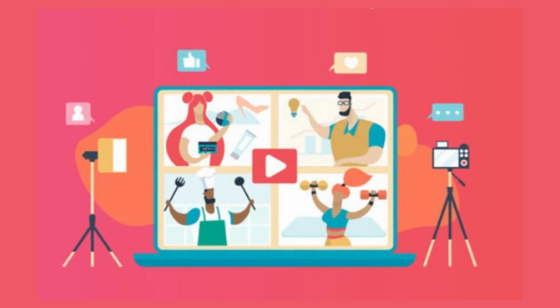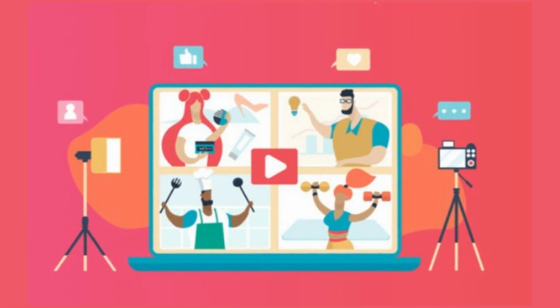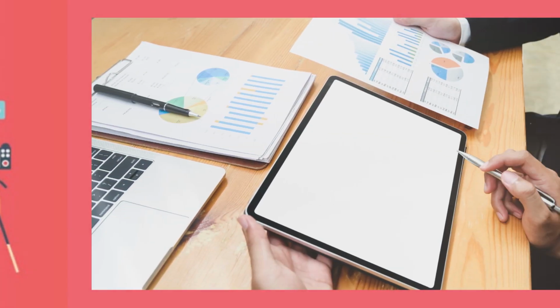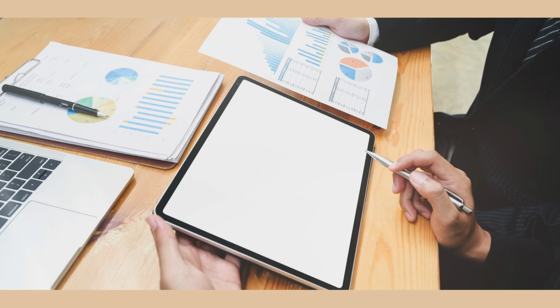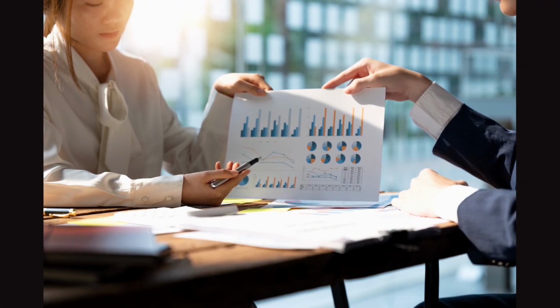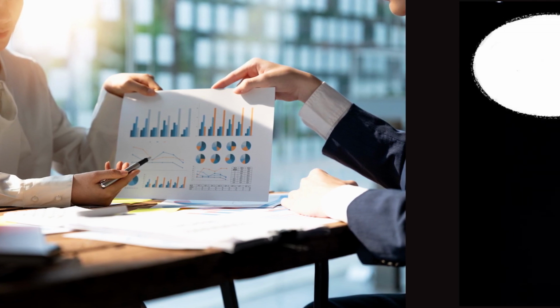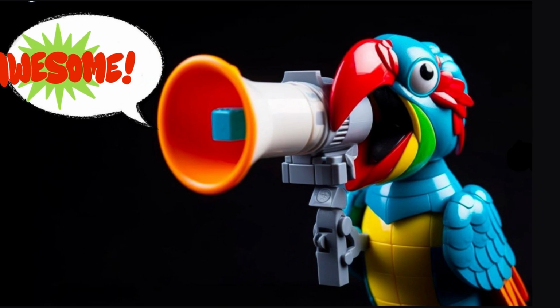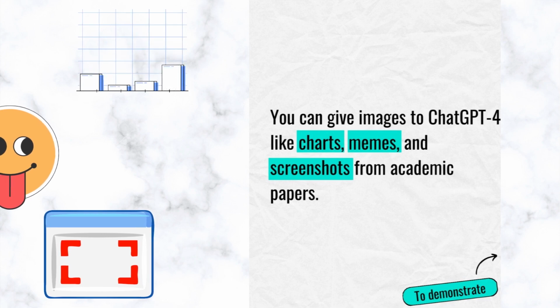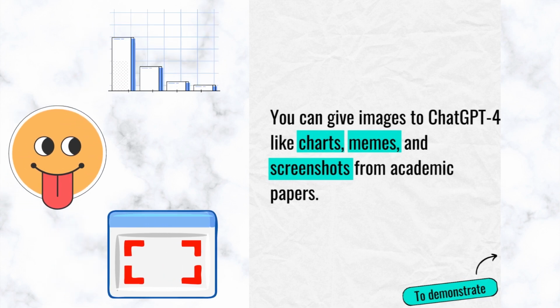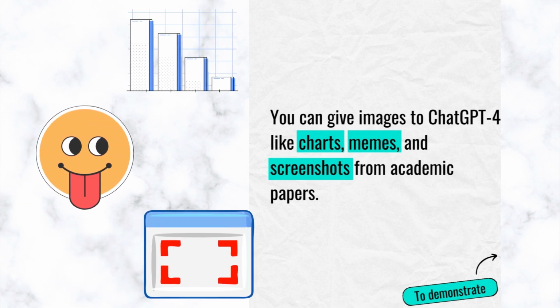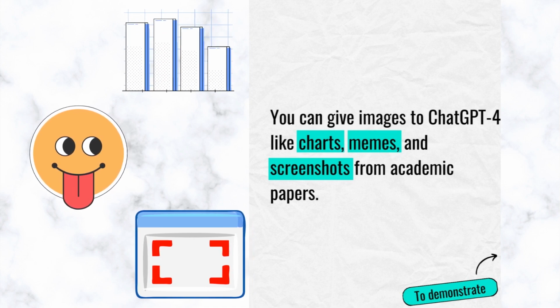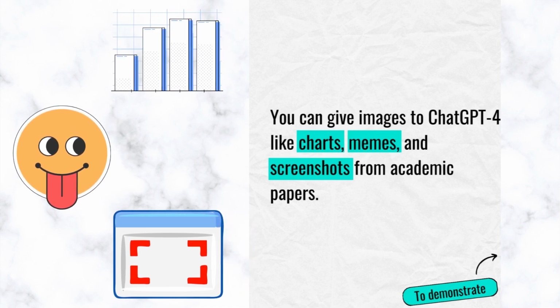Unlike its predecessors, GPT-4 can take images as well as text as input. This gives it the ability to describe the humor in unusual images, summarize screenshotted text, and answer exam questions that contain diagrams. You can give images to ChatGPT-4 like charts, memes, and screenshots from academic papers. This GPT's response was so impressive that it left me amazed.